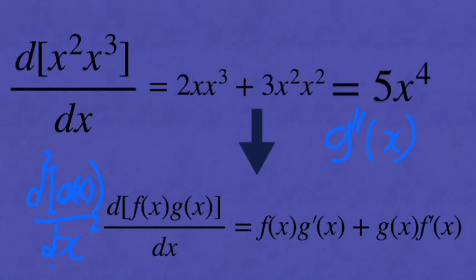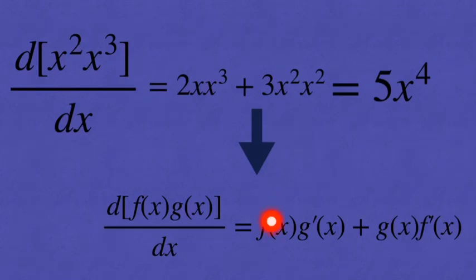No idea why it's written this exact way, but it is. So f of x, which goes there, times g prime of x, here it's just switched. Here this is the f of x, and this is the g prime of x. And here we have g of x times f prime of x. So here this is f prime of x, and this is g of x.